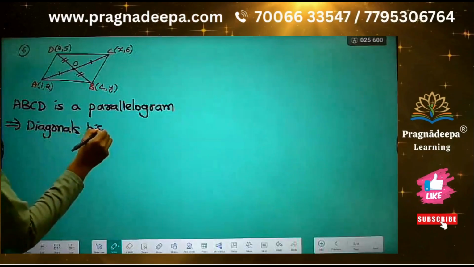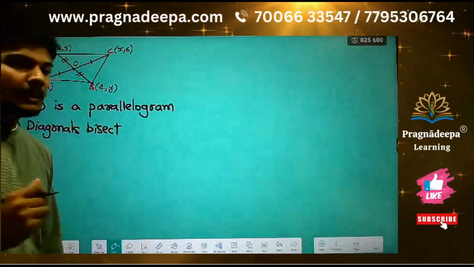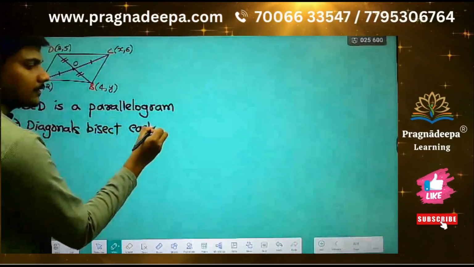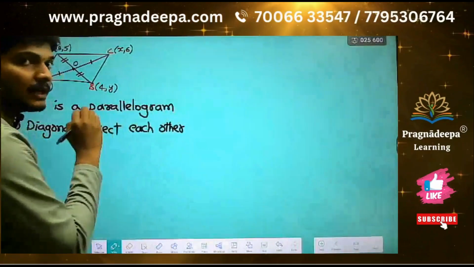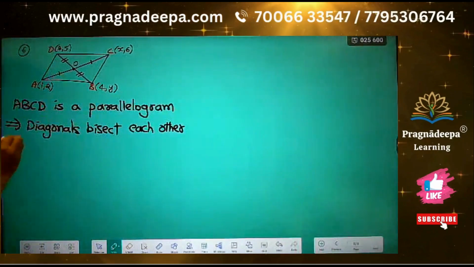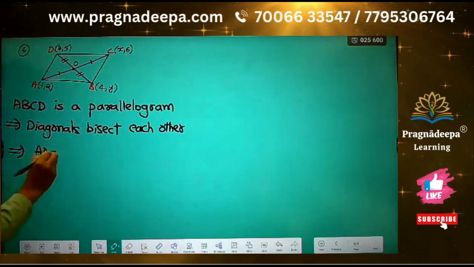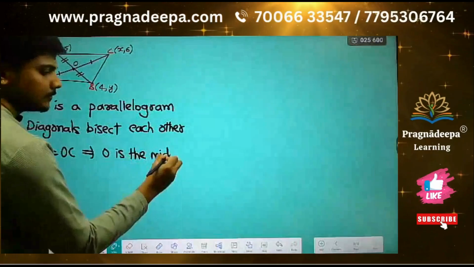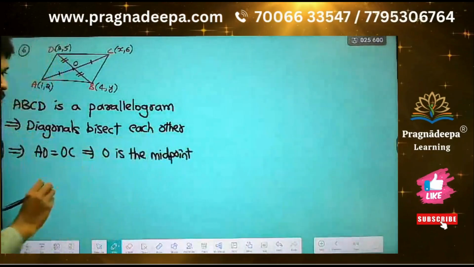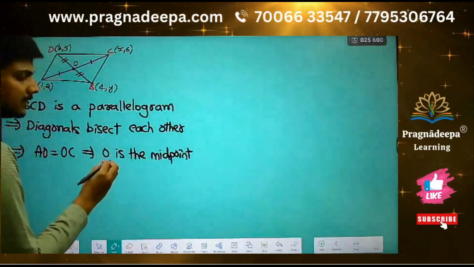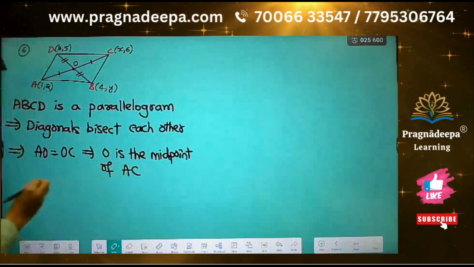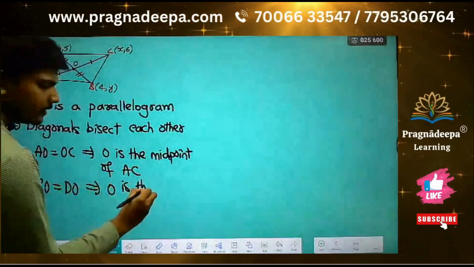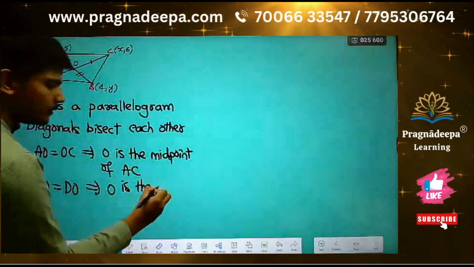Diagonals bisect each other. ಯಾವ ಟೈಪ್ ಆಫ್ ಪ್ಯಾರಲೋಗ್ರಾಮ್ ಗೆ diagonals ಈಕ್ವಲ್ ಇರುತ್ತೆ? Sir, rectangle. Rectangle, correct. And parallelogram ಅಲ್ಲಿ equal ಇರೋದಿಲ್ಲ. Okay. O is the midpoint of BD.